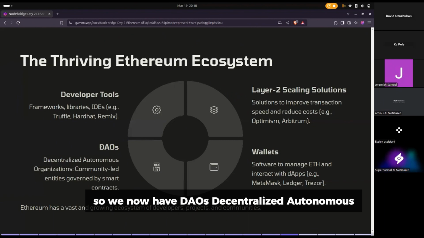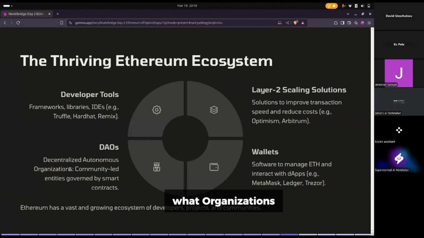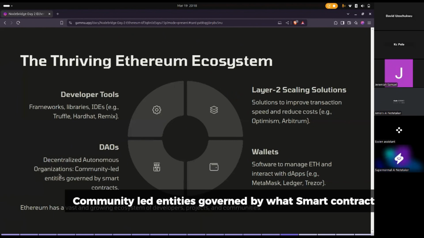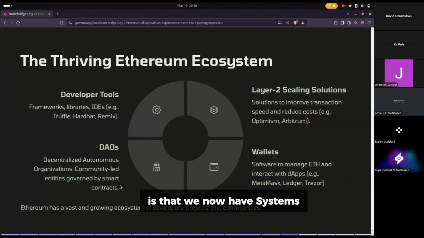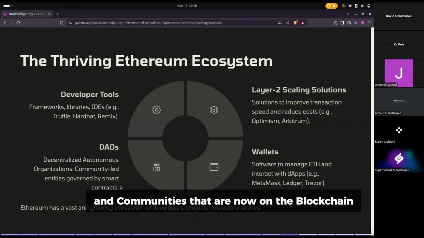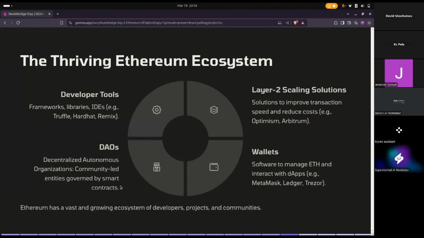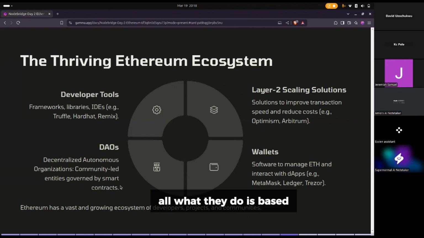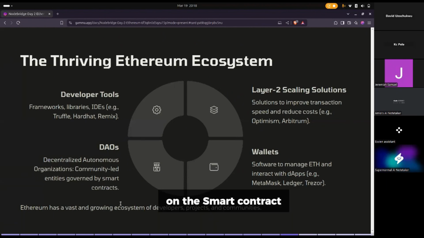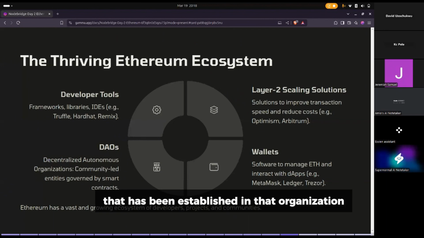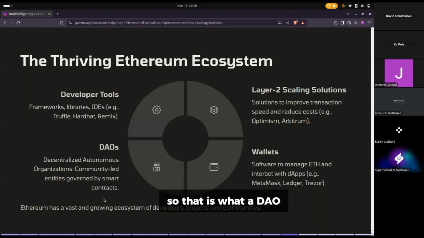We now have DAOs, decentralized autonomous organizations, community-led entities governed by smart contracts. This might be a little bit too complex, but just know that we now have systems and communities on the blockchain whose decisions and actions are all based on the smart contract established in that organization. That is what a DAO is.